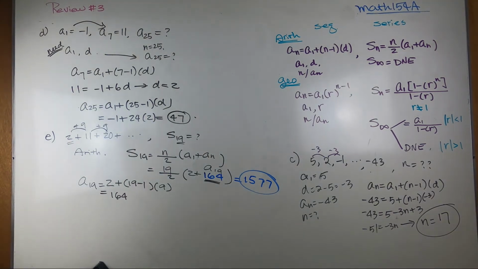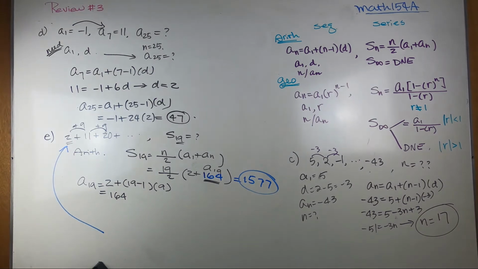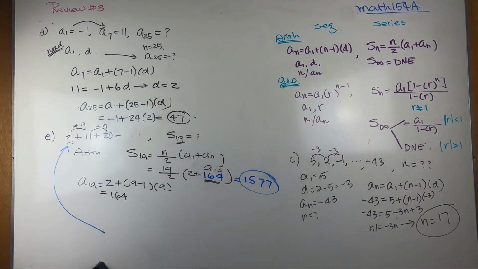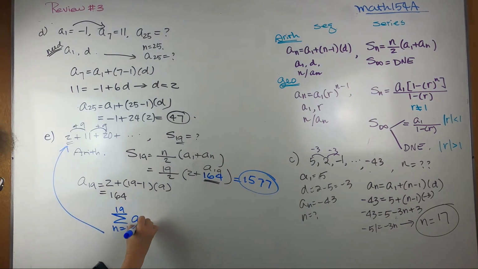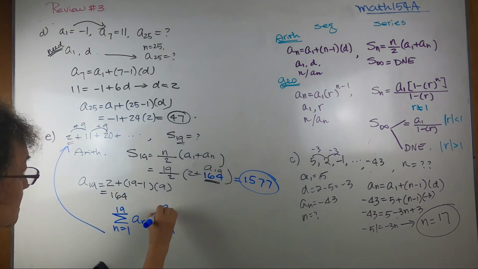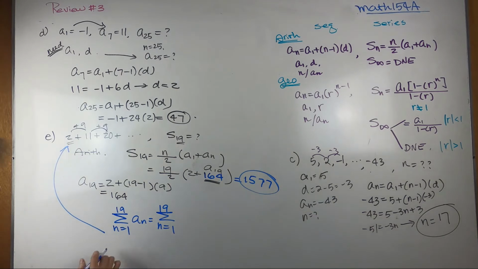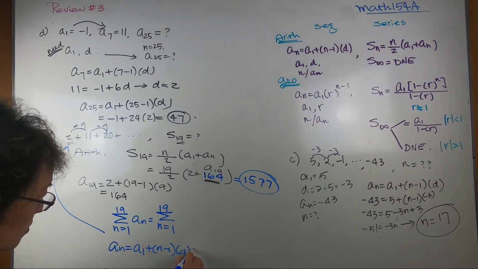So if on the test I ask you to write a summation for this one, total 19 of them, how would you write it with the sigma notation? It would be n is 1 to how many? 19 of them, right? Then what do you put? You put an an here, the general term. So n is 1 to 19. What is your an? an is supposed to be a1 plus (n minus 1) d, right?